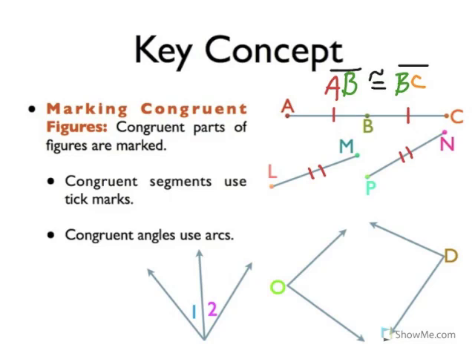We will also mark angles as being congruent, but with angles we'll use arcs. Now we know that angle O is congruent to angle D. Similar to segments, if there's more than one pair of congruent angles in a figure, we simply put more arcs in them. So now you know that angle 1 is congruent to angle 2.